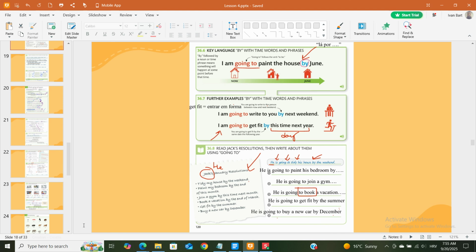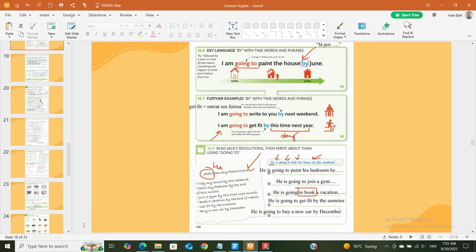36.7 Further examples: by, with time words and phrases. Get fit. You are going to write to the person between now and next weekend. I am going to write to you by next weekend. I am going to get fit by this time next year. You are going to get fit by the same date the following year.